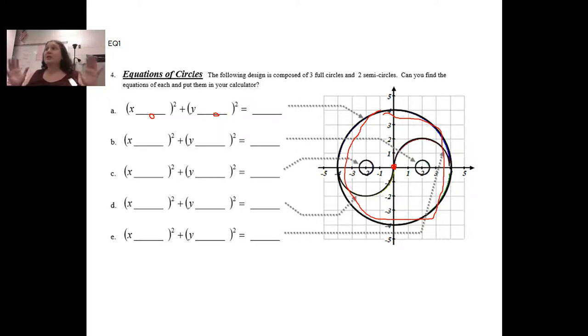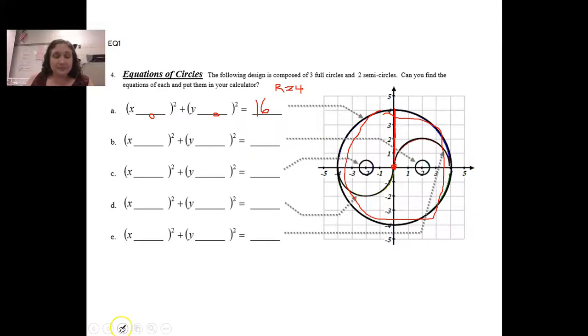Now, what you do need to do is discover what that radius is. And the way that you discover that radius, Angel, is you count how many spaces it is. So from 0, I've got 1, 2, 3, 4. So I know that my radius is 4. But I told you that when you go from the radius to the equation, you need to square it. So we're not going to put 4 there. We're going to put 16.